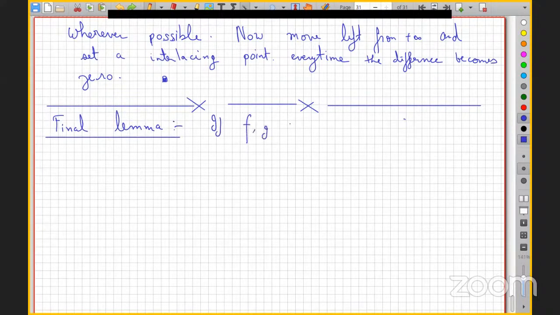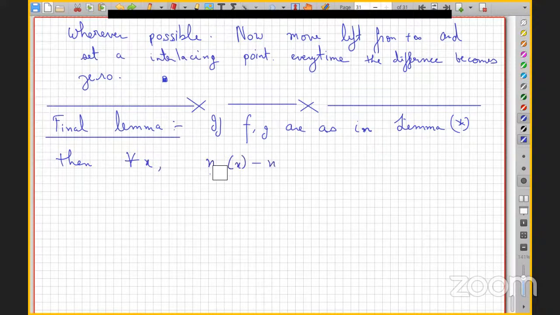If f and g are as in lemma star, then for every x, |n_f(x) − n_g(x)| is less than or equal to 1. Okay, so the proof of this will be induction on the degree.